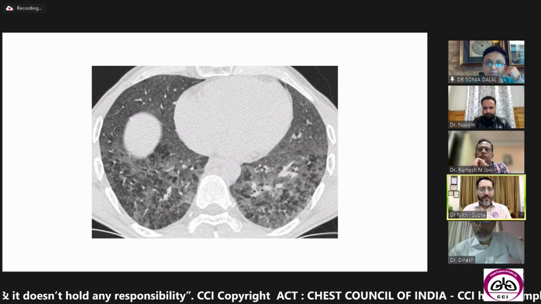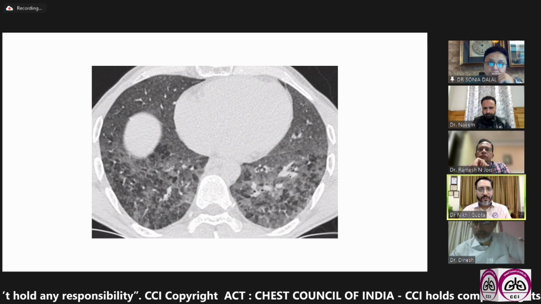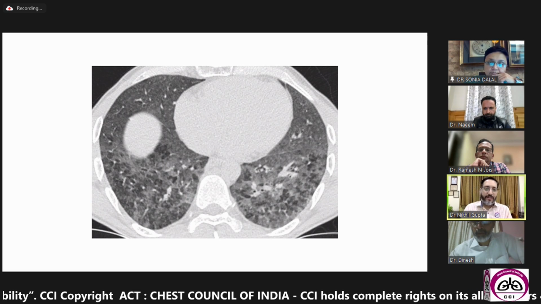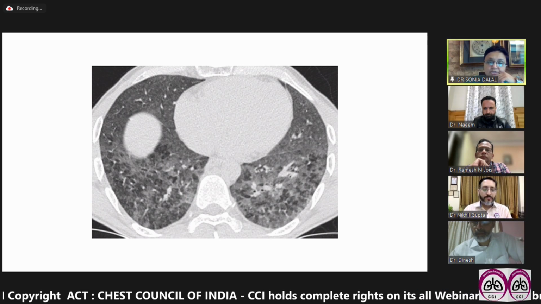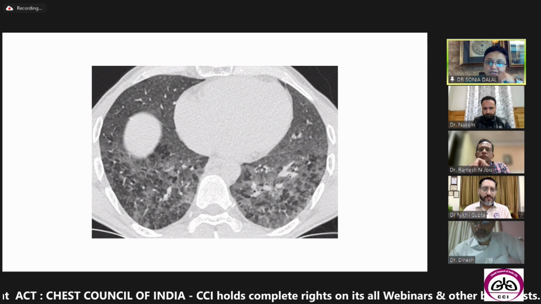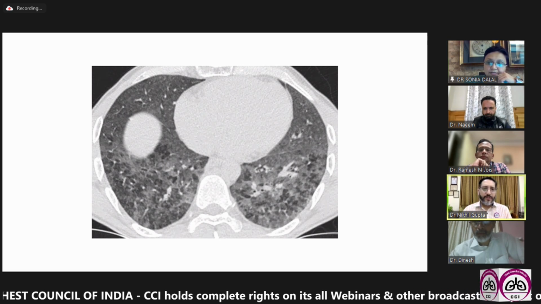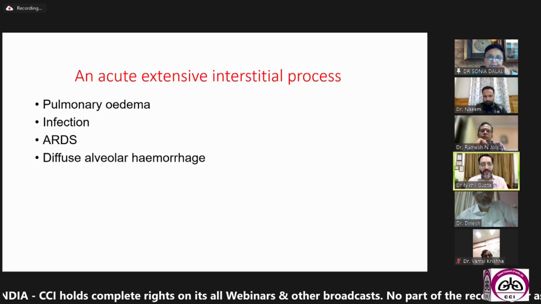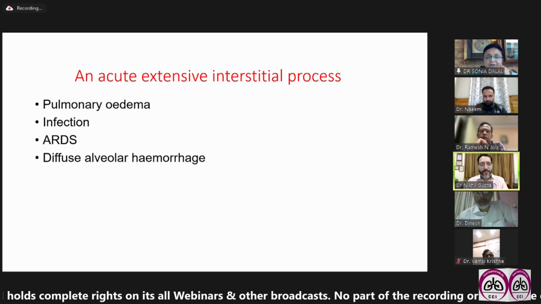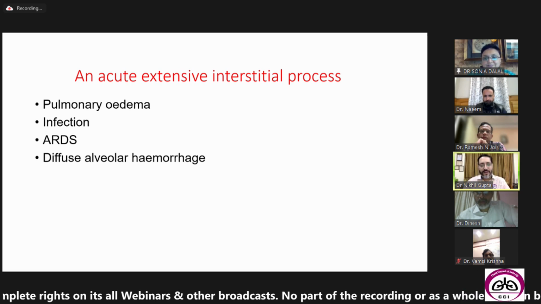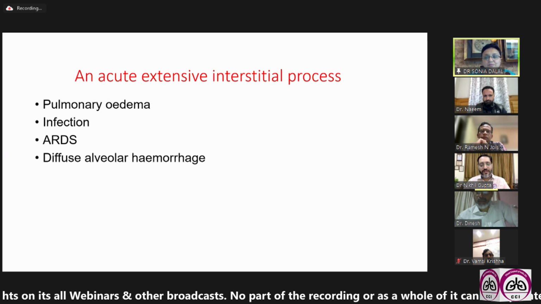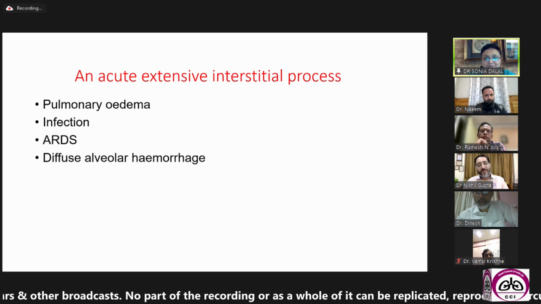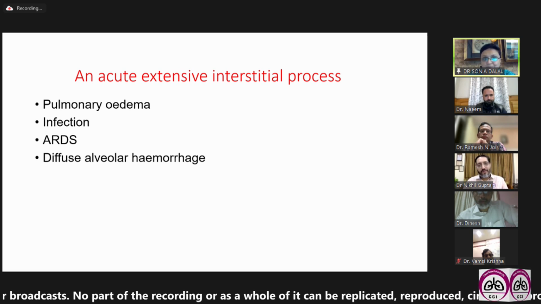Doesn't look like that, because it does not have those specific consolidation-like pictures. We used to see something like this during COVID and H1N1 epidemics as well, sir. The opacities are not like that. Those are peripheral opacities. This is a diffuse generalized type of ground glassing. So we zeroed down to pulmonary edema, infection, ARDS, and diffuse alveolar hemorrhage.